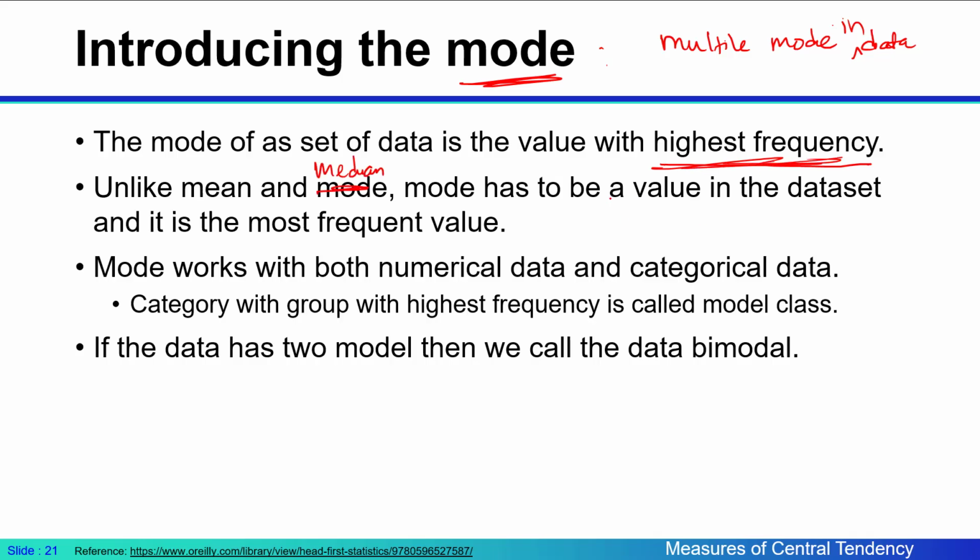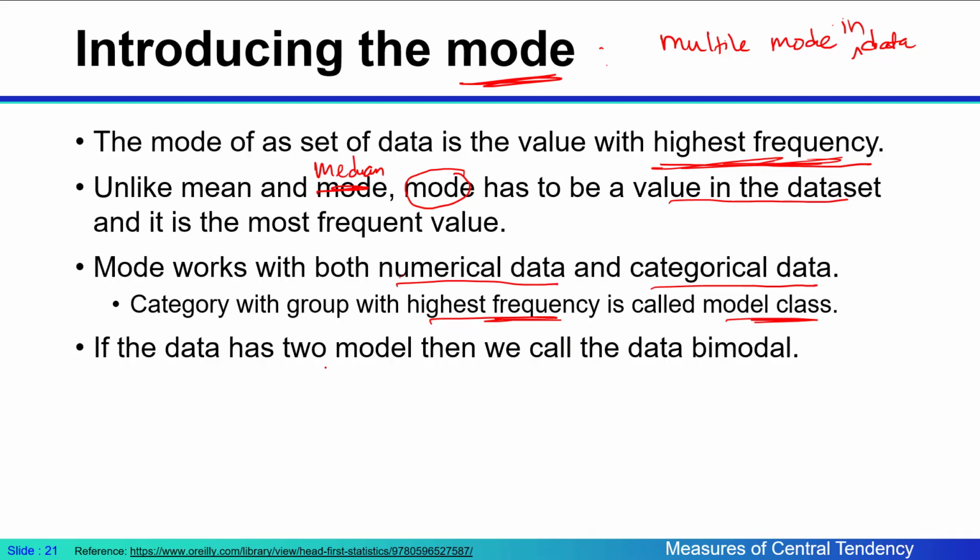Unlike mean and median, mode has to be a value in the data set. Whatever mode you have defined, that value should be there in the data set. Then only we can define this. Whereas the mean and median are not necessarily values that should be there in the data. And mode will work perfectly both for numerical data as well as categorical data. And the categorical class with the highest frequency is called the mode class.